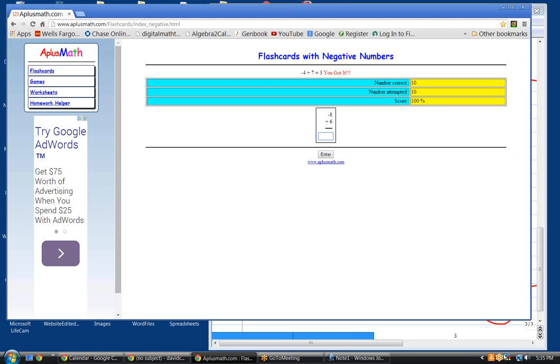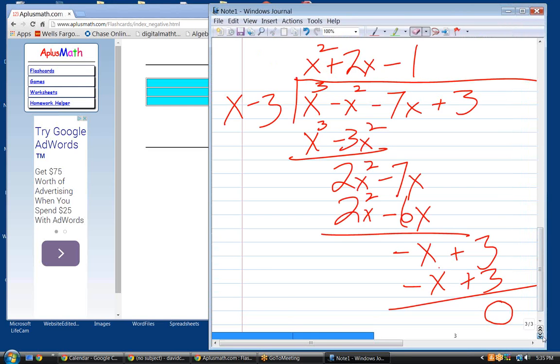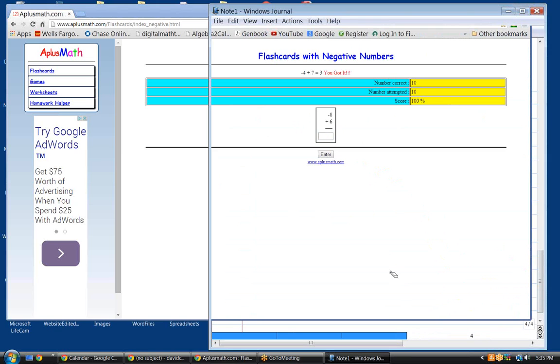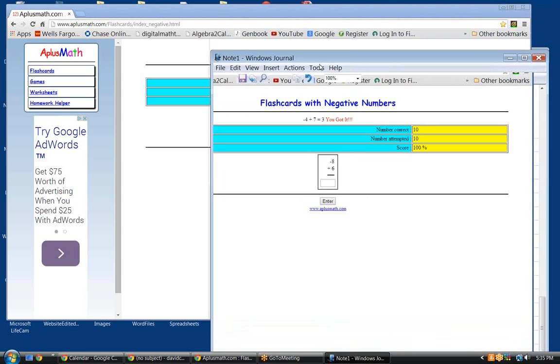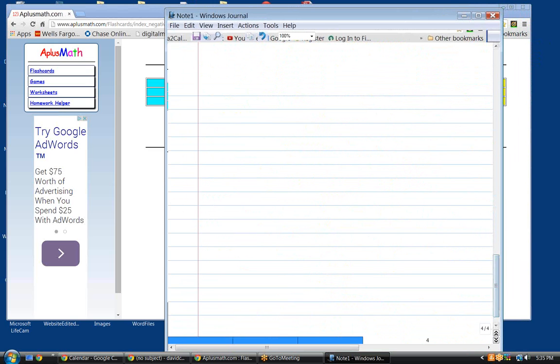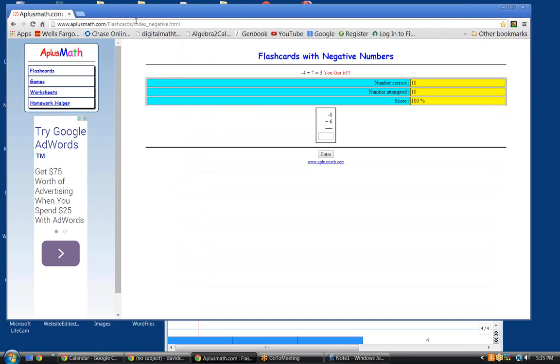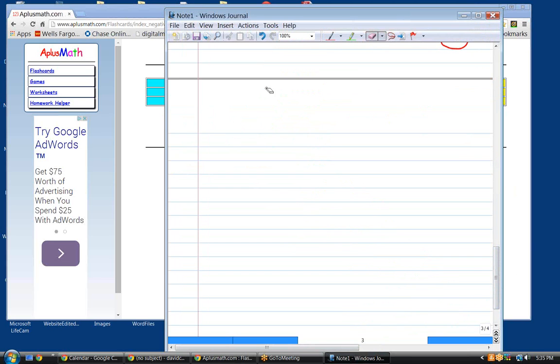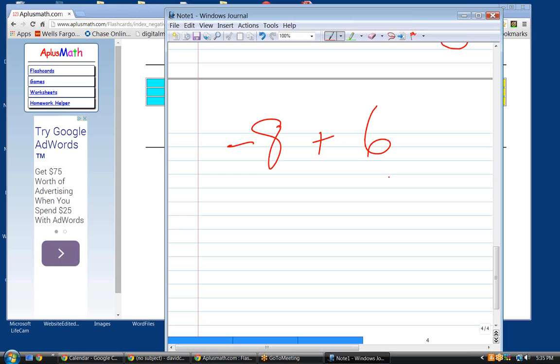Okay, let's go back. So far, we've seen that there's a problem when you have a negative number and a positive number. Well, that's what we have here. Naturally my computer stops working right as I say that. Okay. What was the problem? We had a negative 8 added to a positive 6.